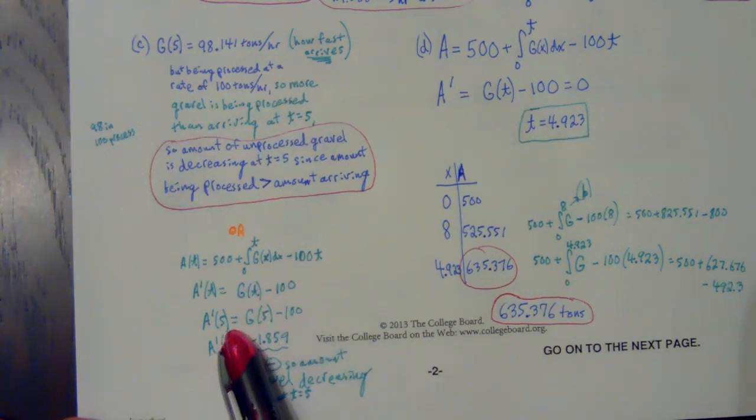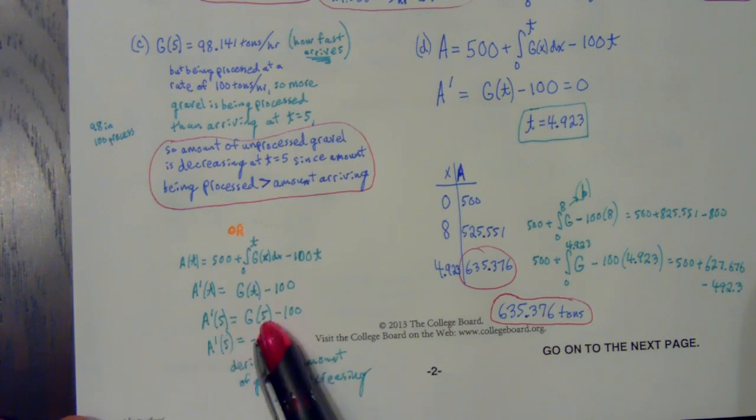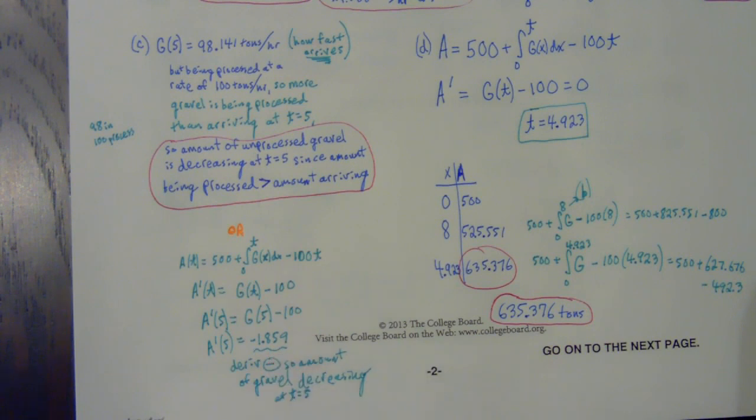And then they said, is it increasing or decreasing at 5? So then you could take A prime of 5, just plug 5 in for the G, and then minus the 100, and you get this negative 1.85 number. Since that derivative of that total amount equation is negative, that means the total amount of that gravel is decreasing at t equals 5.